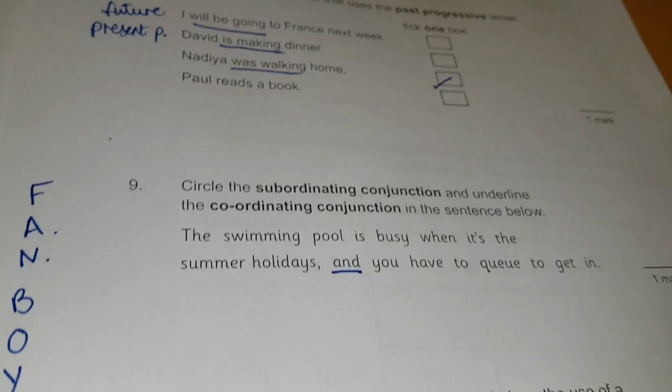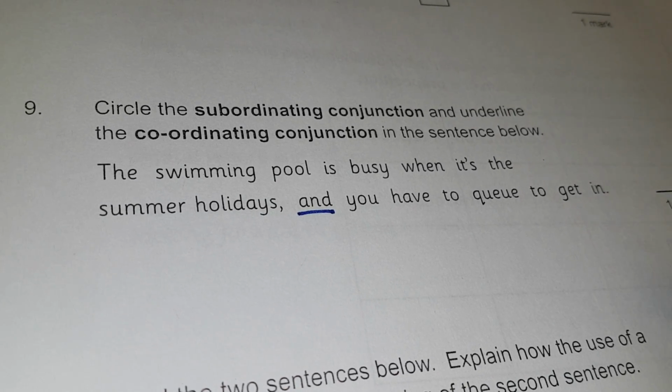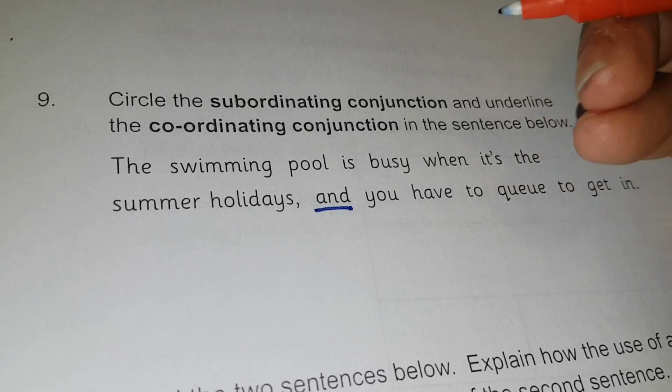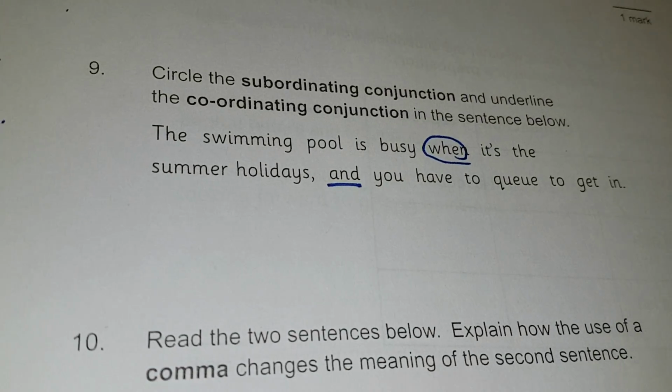Now the subordinating conjunction, think about which word you could rearrange and put at the start of the sentence if you were writing a sentence using a subordinating conjunction. The answer is when, and we need to circle that. So that is what gets you the mark for that question.